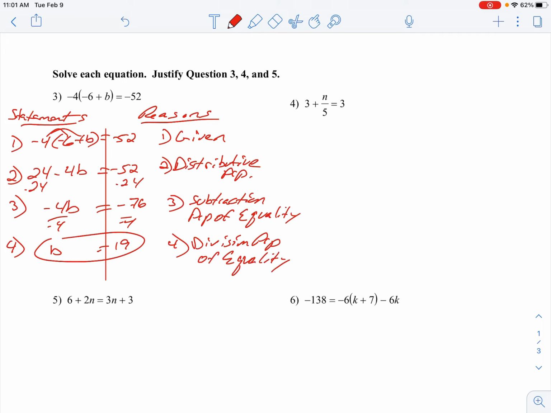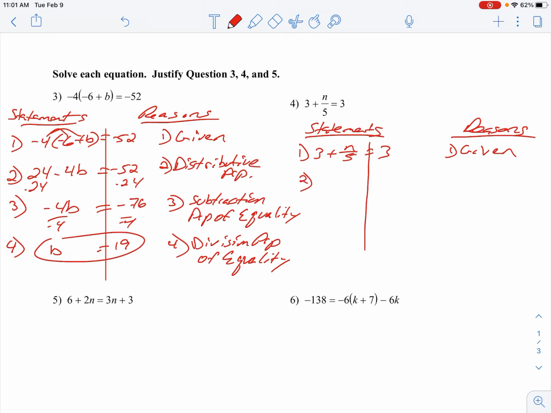All right, number 4, same deal. They want us to do a justification here, so let's do statements and reasons. Slide that equation on down. And let's get ready to solve it out.